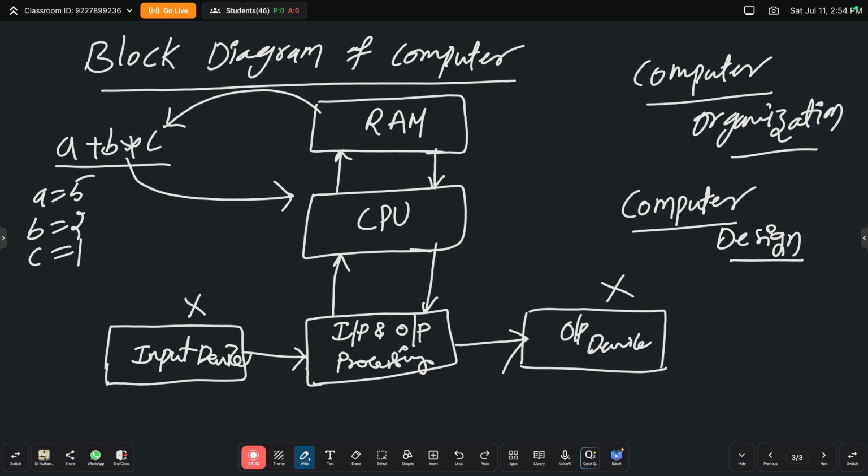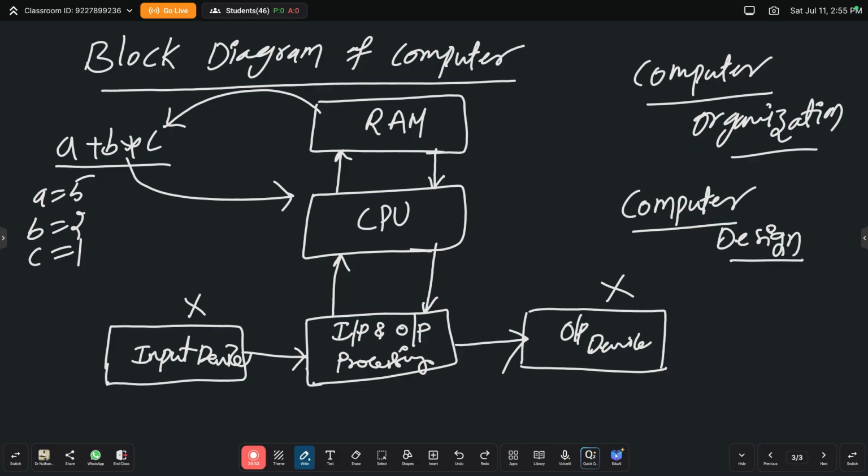Computer design is concerned with the determination of what hardware should be used and how the parts should be connected.